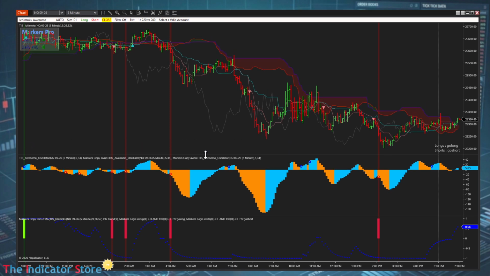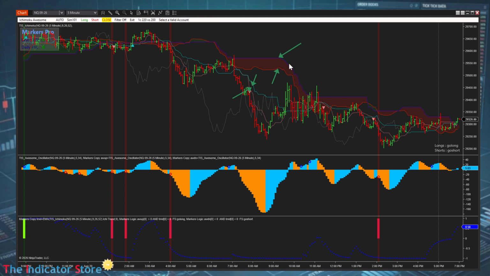What we are looking at on this chart is another complex setup. This is the Ichimoku Awesome. We are using two indicators, one filtering the other. On the top, we can see that we are using the Ichimoku. The Ichimoku has the cloud with the upper and lower areas. Then we have the Tenkan-sen and the Kijun-sen.